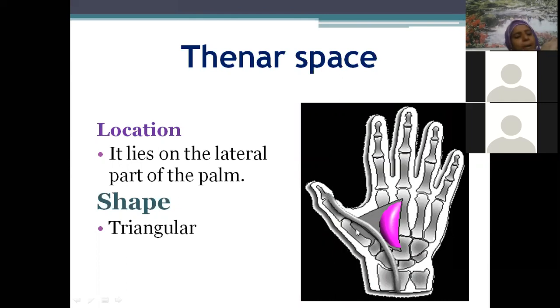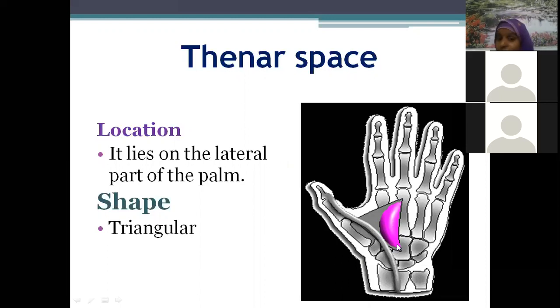Then we are going to the next space. Towards the thumb, I told you this is the thenar eminence. Whatever space we find there, you call it the thenar space. So it lies on the lateral side of the palm. And if you observe this, it is also like a triangle. Can you tell me the medial boundary?